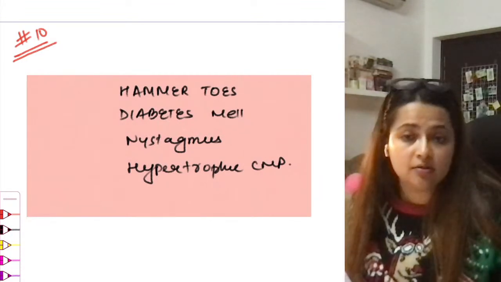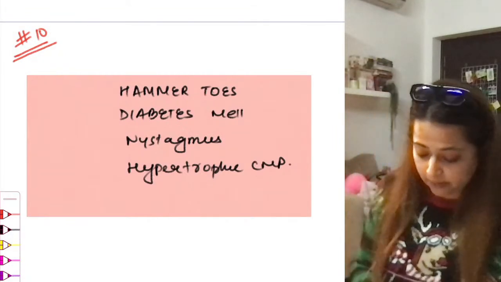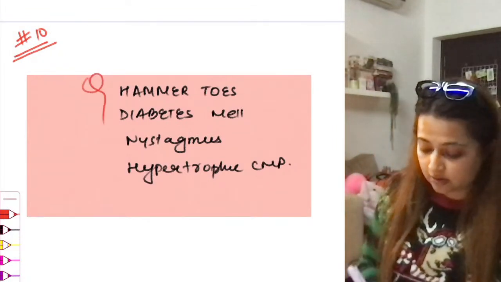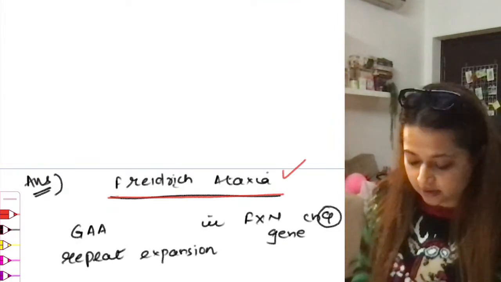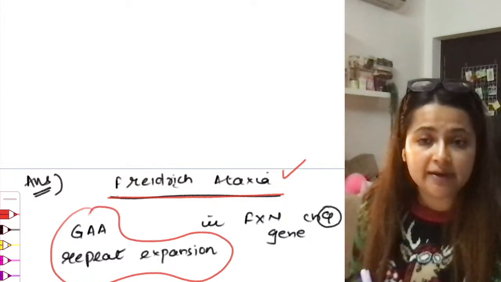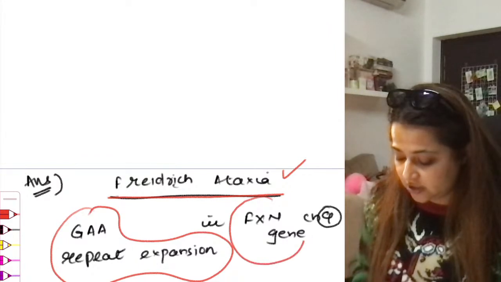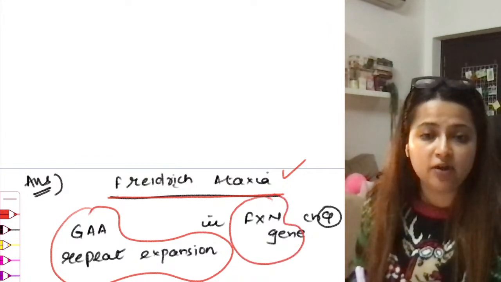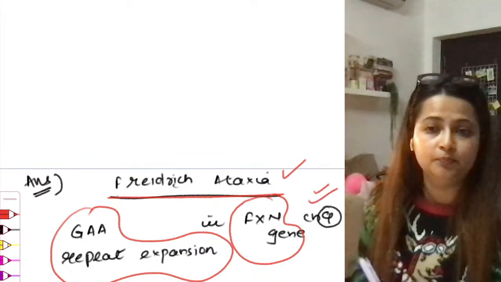The answer here is Friedreich ataxia. So this is very important, guys. Know this. So here we are talking about Friedreich ataxia. This is one of the trinucleotide repeat expansion conditions, which is associated with GAA repeat expansion in the frataxin gene, that is the FXN gene, on chromosome 9.